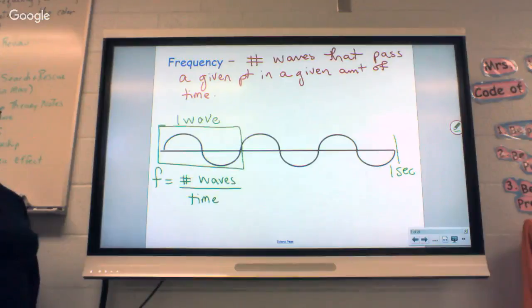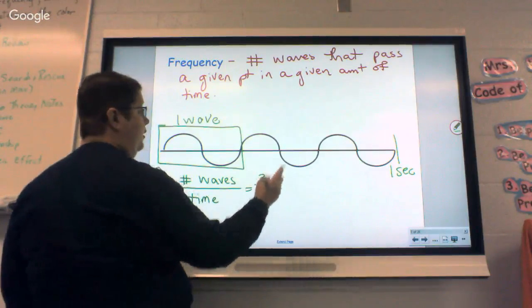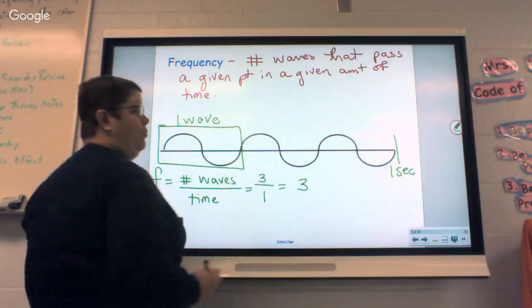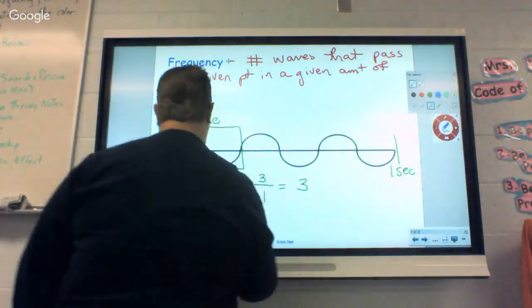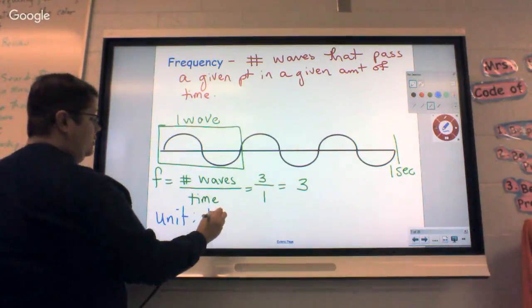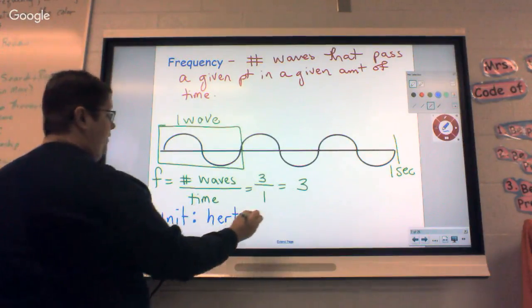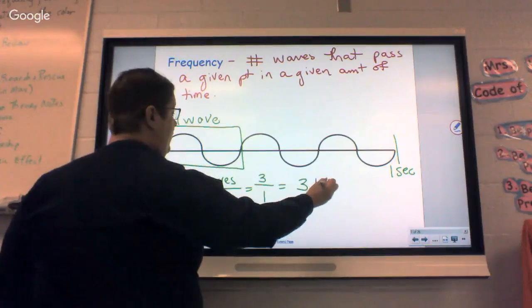So, if we look at the wave, I have how many waves? I have 3. Okay, so I have 3 waves over what time? So my frequency is 3. Now, my unit for frequency is a hertz, abbreviated Hz. So that's the unit we're going to put on the end of it.